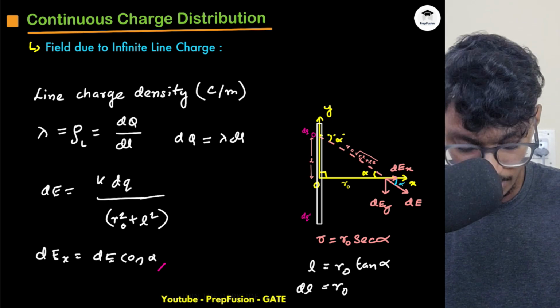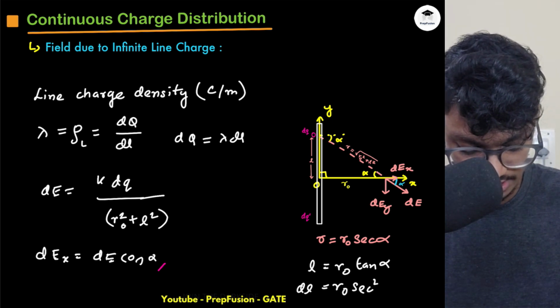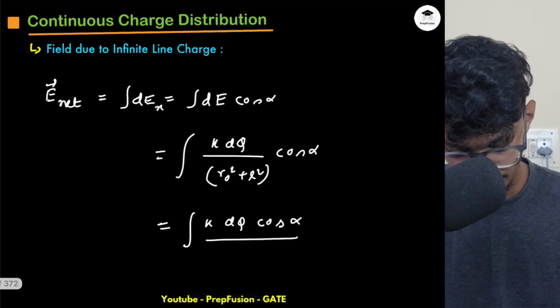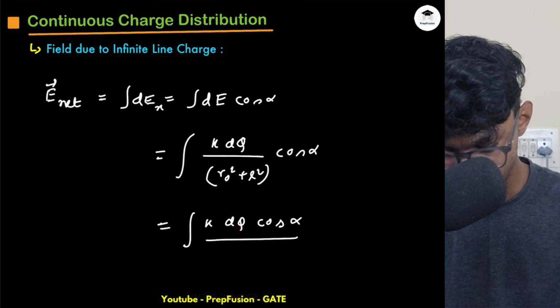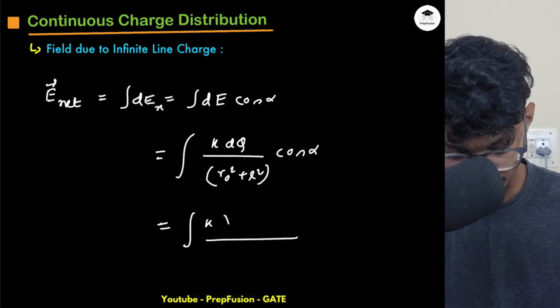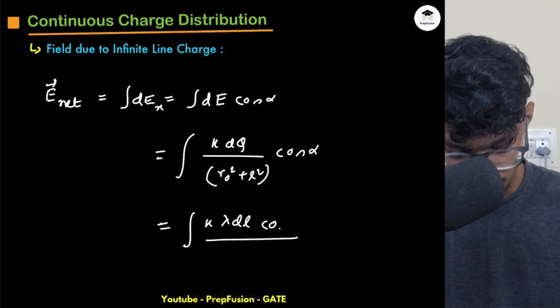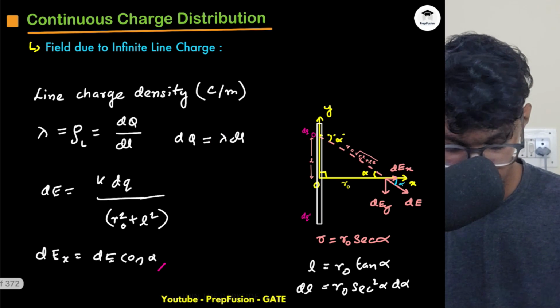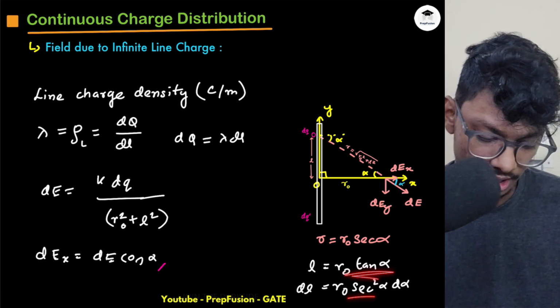So differentiation of tan alpha is sec square alpha d alpha, right? So I will replace dL here. I'll just replace this dq. dq can be written as lambda dL cos alpha over R naught square. L is basically R naught tan alpha.